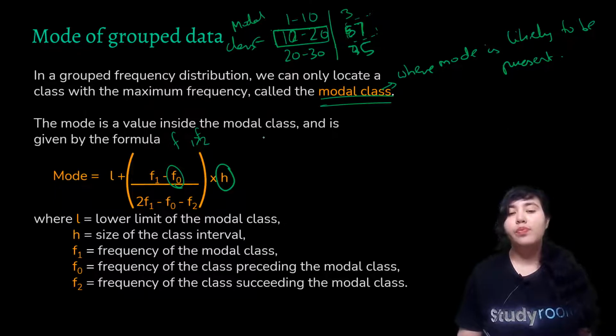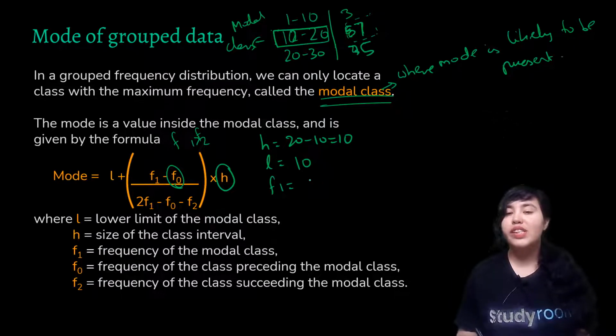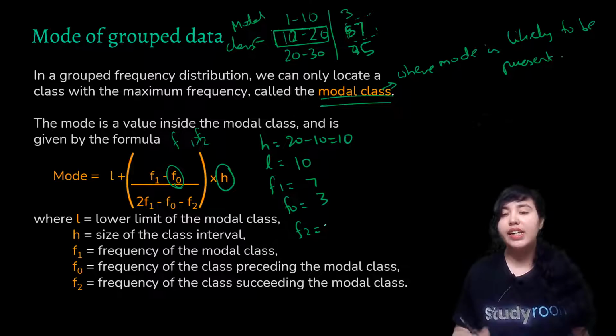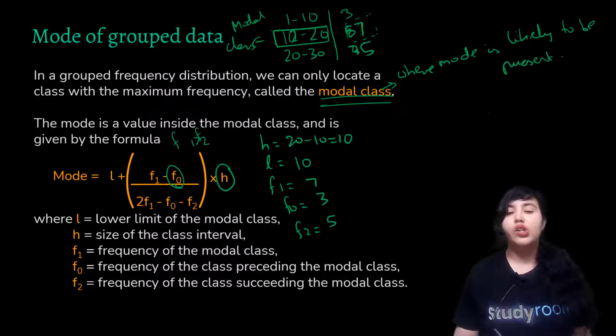So now h we know will be 20 minus 10, in this case that is 10. What will be L? L will be the lower limit, that is 10. What will be F1? Frequency of the modal class, 7. F0 is the frequency of the preceding class, that will be 3. F2 is the frequency of the succeeding class, and that is 5. So just substitute them in this formula, you will get the mode for the given data.